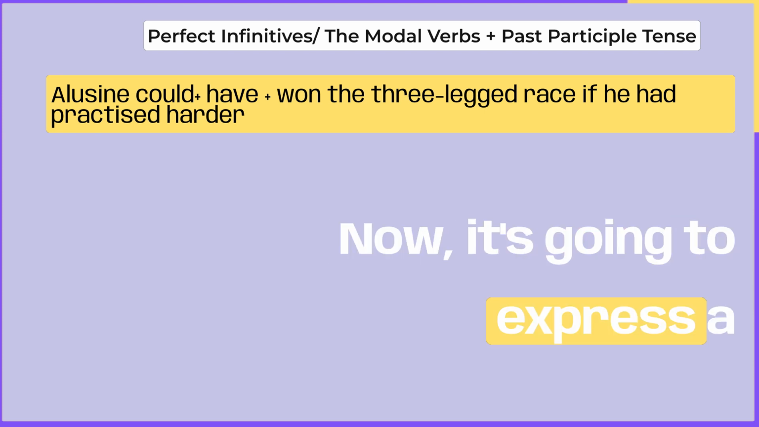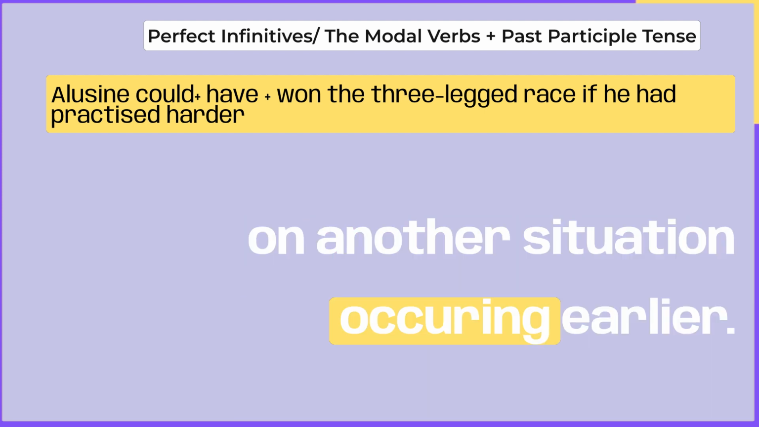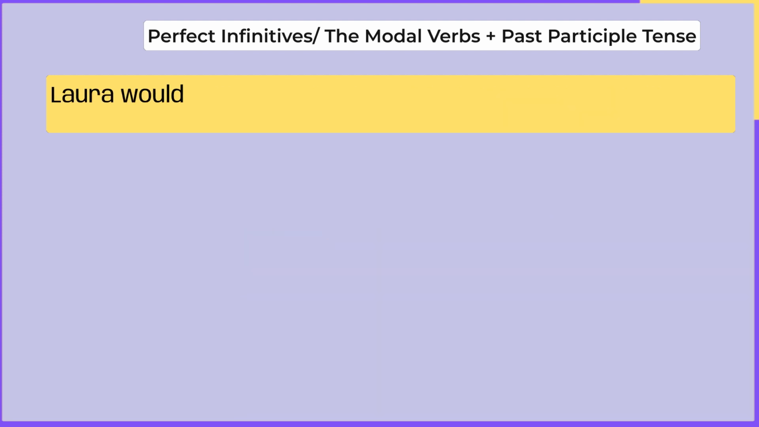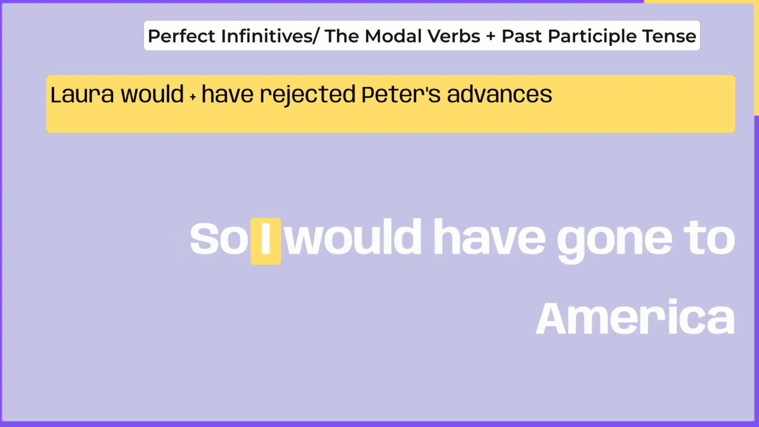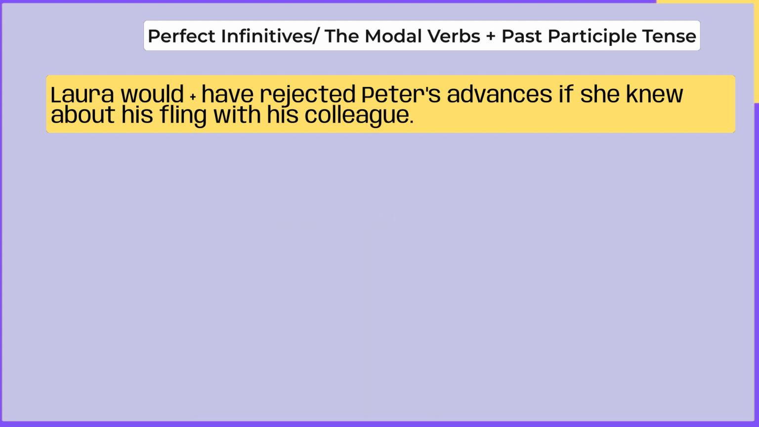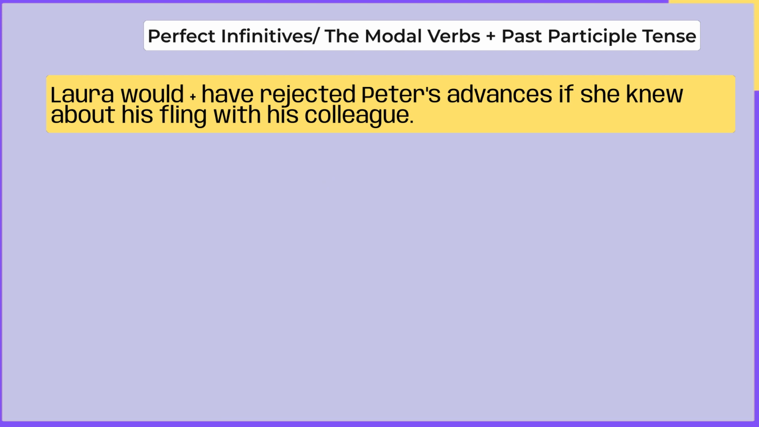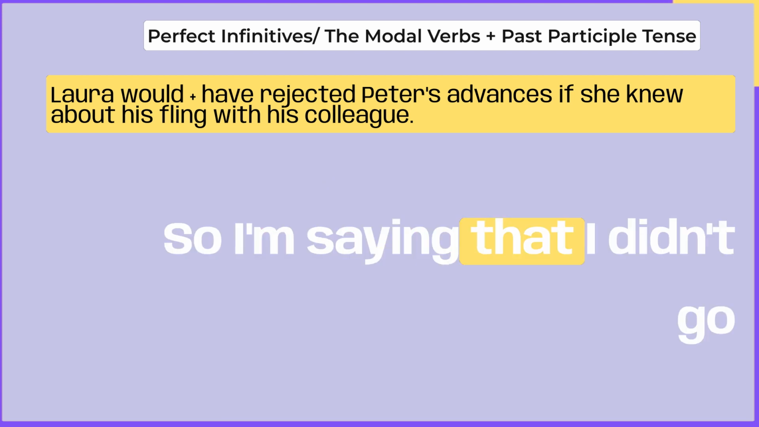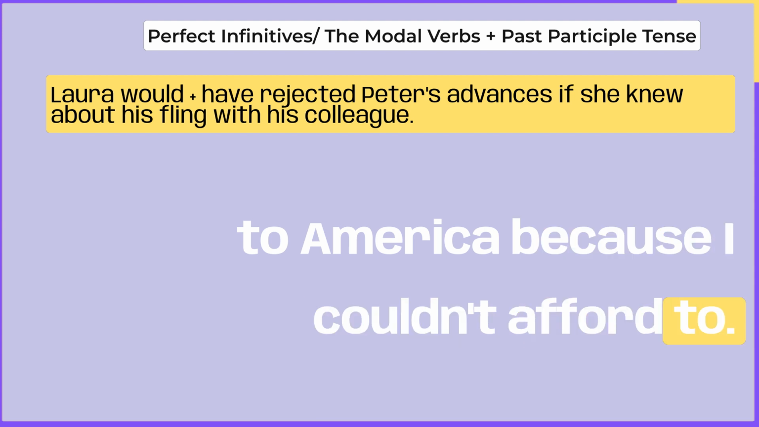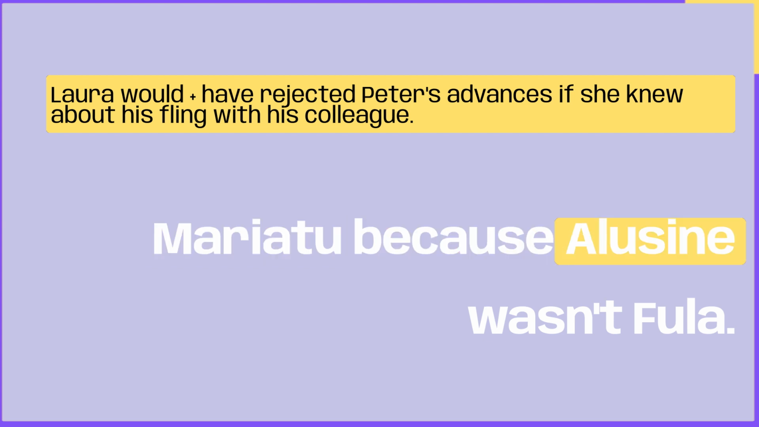Now, it's going to express a condition that could have happened dependent on another situation occurring earlier. So, I would have gone to America if I could afford a plane ticket. Alusine would have married Marietta if he was fuller. So I'm saying that I didn't go to America because I couldn't afford to. And I'm saying Alusine didn't marry Marietta because Alusine wasn't fuller.